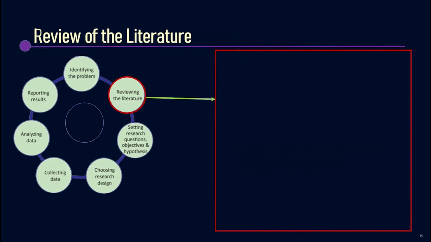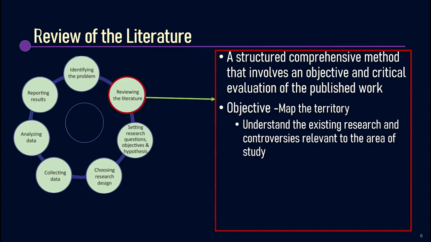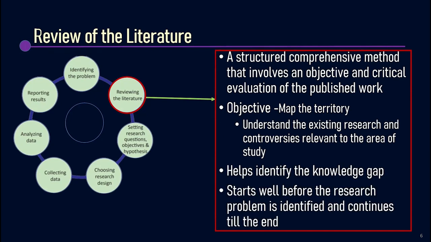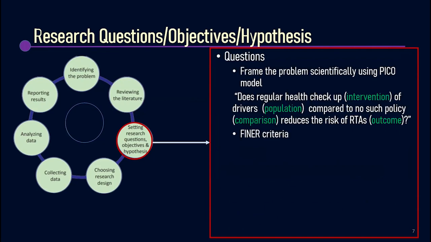The next step is the review of the literature. This review of the literature part overlaps with many other stages. However, it is described here. Review of the literature is a structured, comprehensive method that involves an objective and critical evaluation of the published work. The objective is to map the territory in the area of interest and understand the existing research and controversies relevant to the area of study. This helps to identify the knowledge gap. As I said earlier, the review of the literature starts well before the research problem is identified and continues till the end.